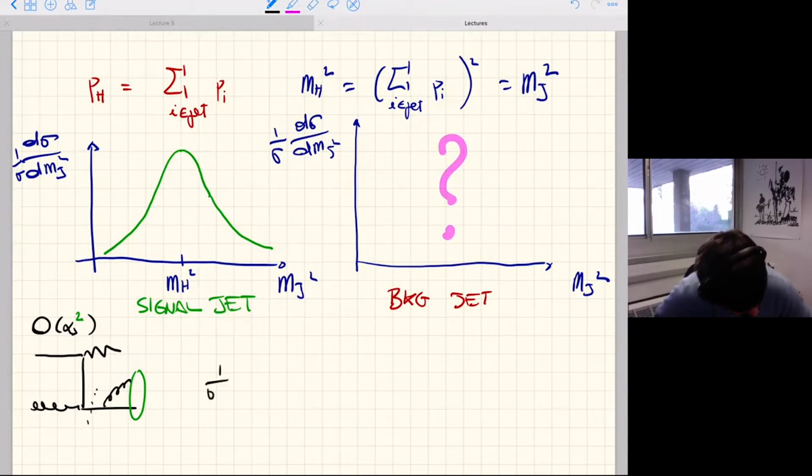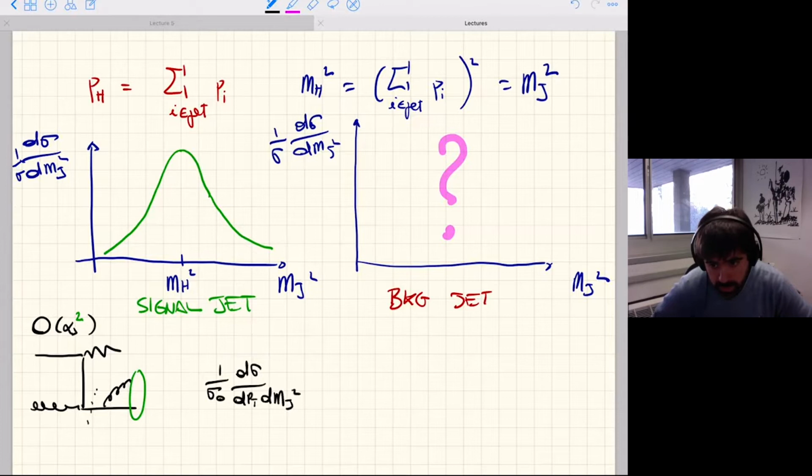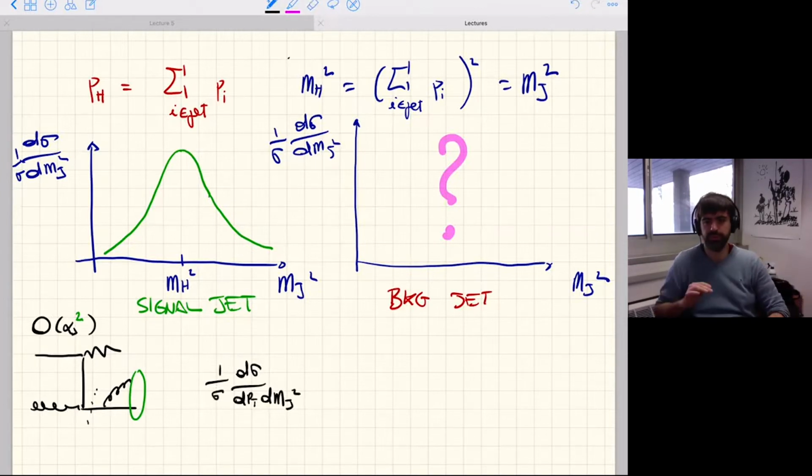I want to be differential in transverse momentum of the jet, and I want to look at the jet mass distribution. I divided out the sigma 0. I call it sigma 0, which is not appropriate because here it is really the cross section for Z plus 1 jet. So let me call it just sigma.